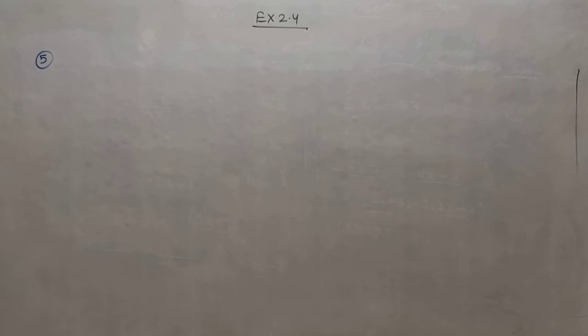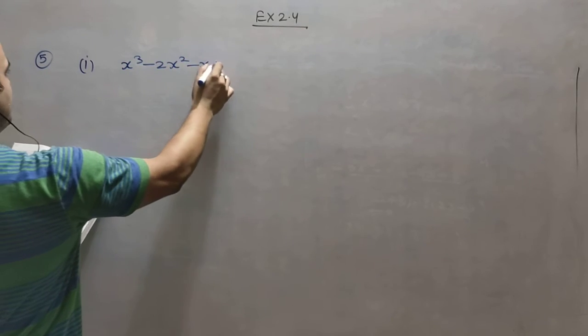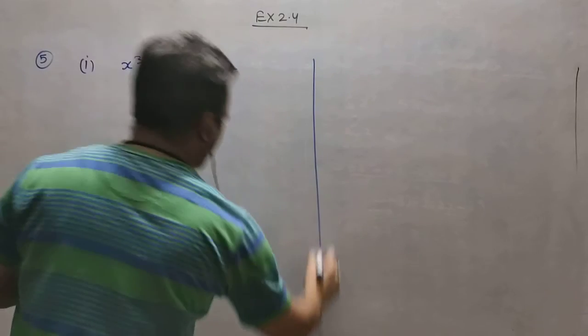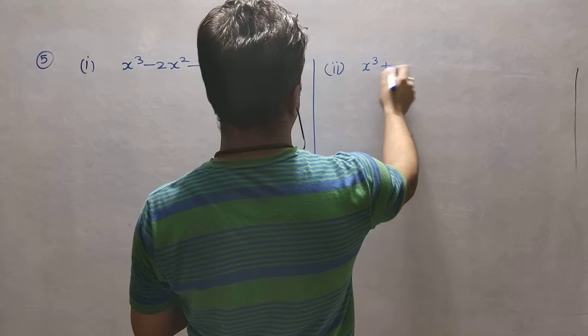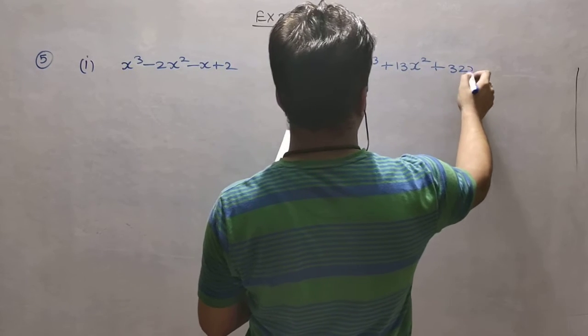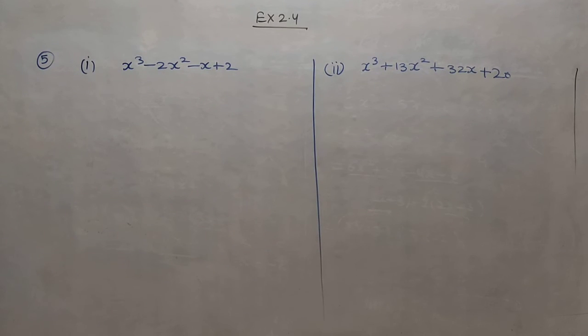In question number 5, you can see cubic polynomial is given. So that cubic polynomial is x cube minus 2x square minus x plus 2. And I am taking one more. It is x cube plus 13x square plus 32x plus 20. You know, I have already told you middle term splitting is only for quadratic, but it is cubic. So what will you do?